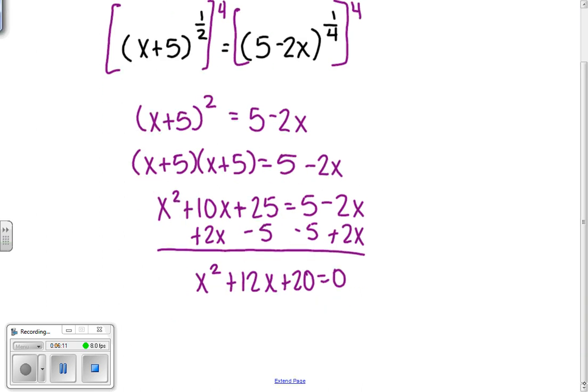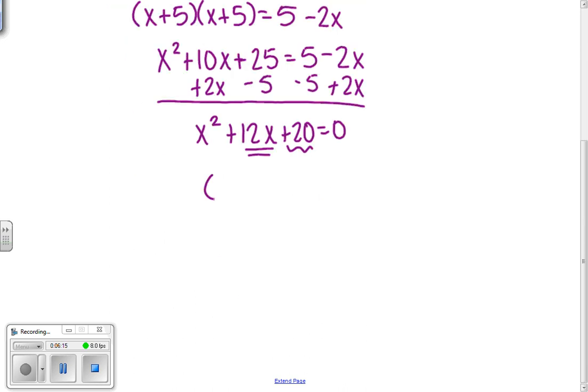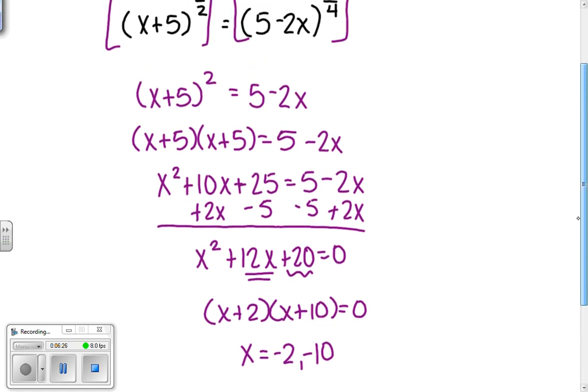At this very moment, hope that you can find two numbers that multiply to 20 and add to 12, and you can. They happen to be 2 and 10, which means that my solutions are -2 and -10. You do have to check them both, so I'll check the -2 first.